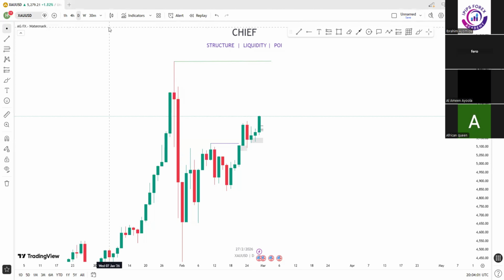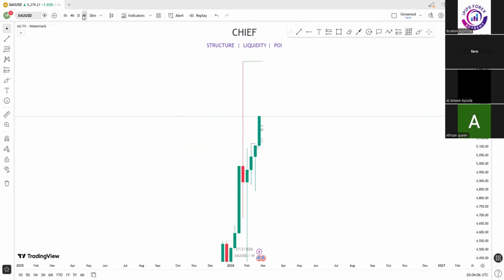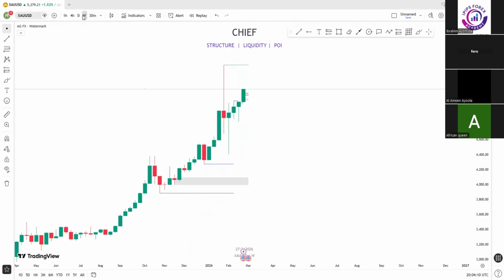So let's start with the weekly time frame first, so we get the whole story of what gold did. This was the zone I was expecting a reaction from on gold. I was expecting the market to sweep this low, but eventually the market did this.